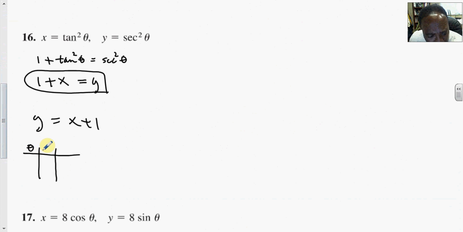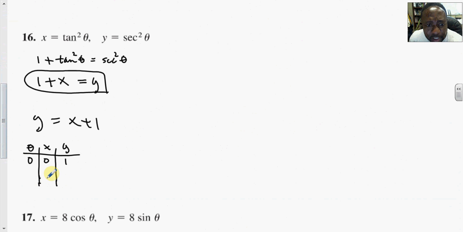So theta now is our parameter. We have x, we have y. So if theta is 0, then tangent of 0 is 0. And secant of 0, that's 1 over cosine. Well, cosine of 0 is 1. So we get 1 squared.